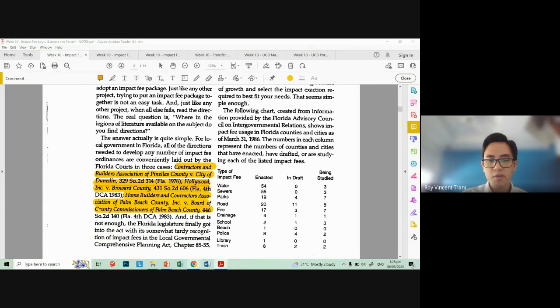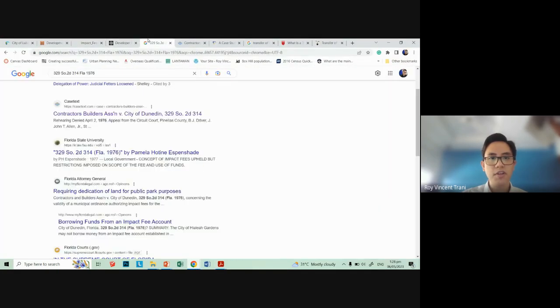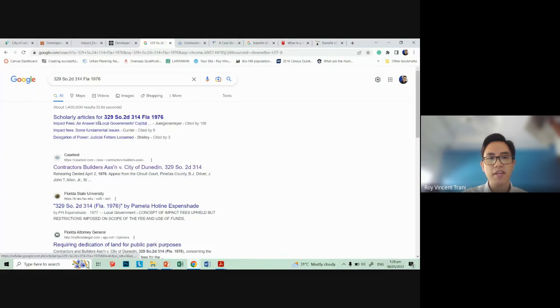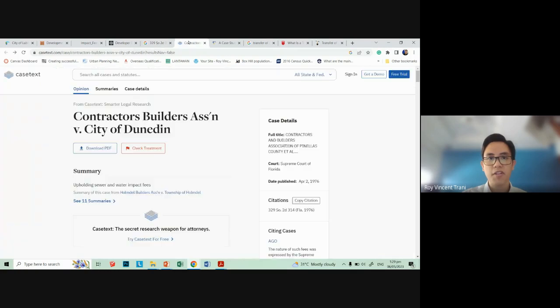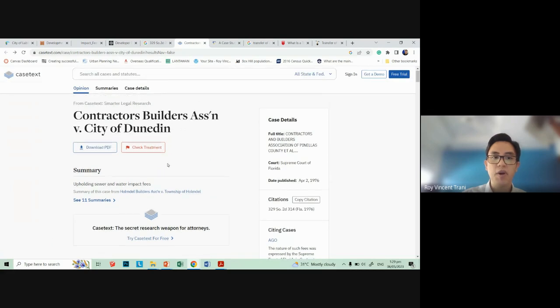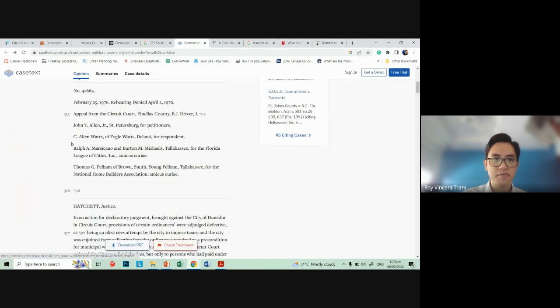If you want to take a look at the court case, you can just go over to Google. You just type in the court number, that's 329 So.2d 314, Florida, 1976. And usually you would come up with the court text, because this is public data, and usually you would find a website for this. So you can download the whole court case, or you can just read the summary here.